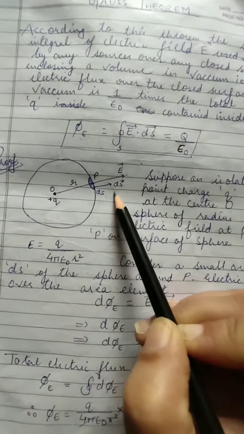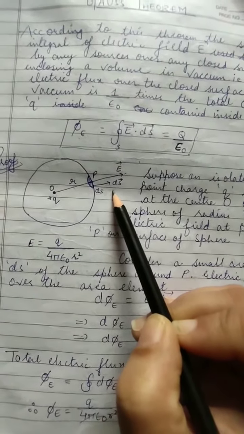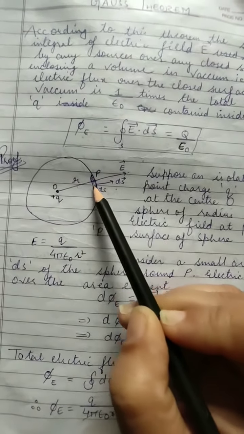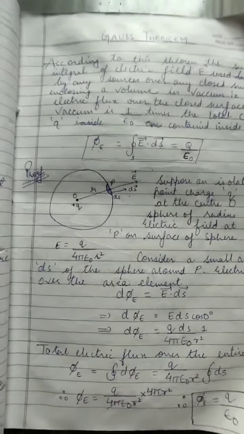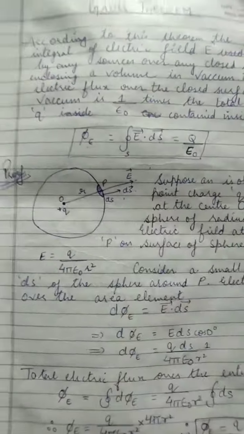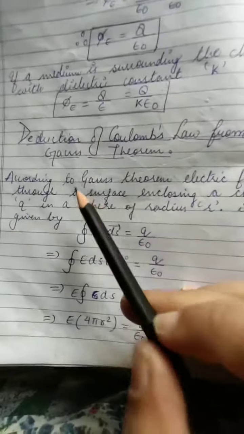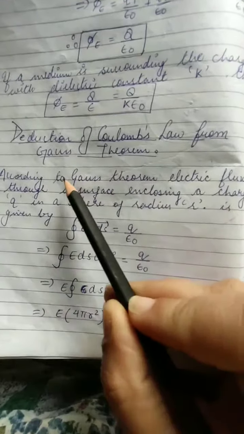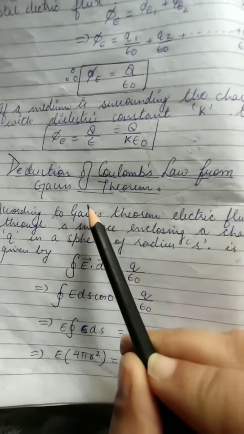We already discussed that area is a scalar quantity, but under some conditions we consider it a vector quantity. So we will put the vector sign here, that is the vector dS. Now the next topic, that is deduction of Coulomb's law from the Gauss theorem. We had done the part, that is Coulomb's law.